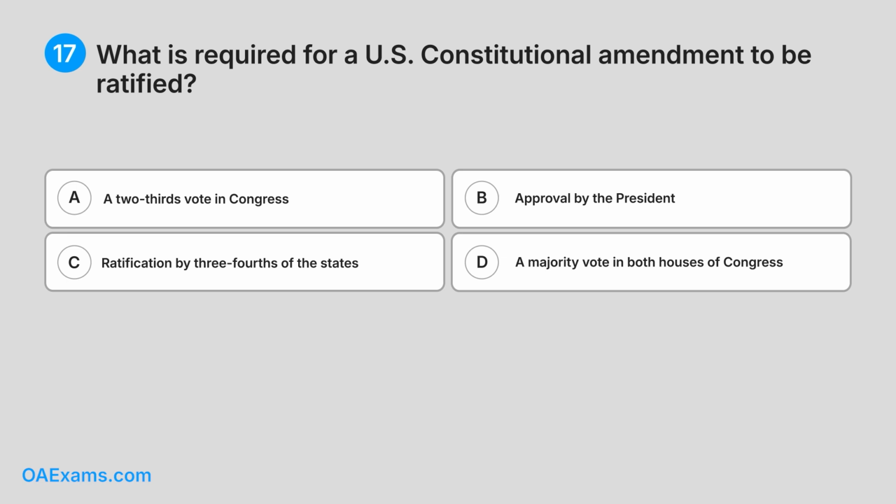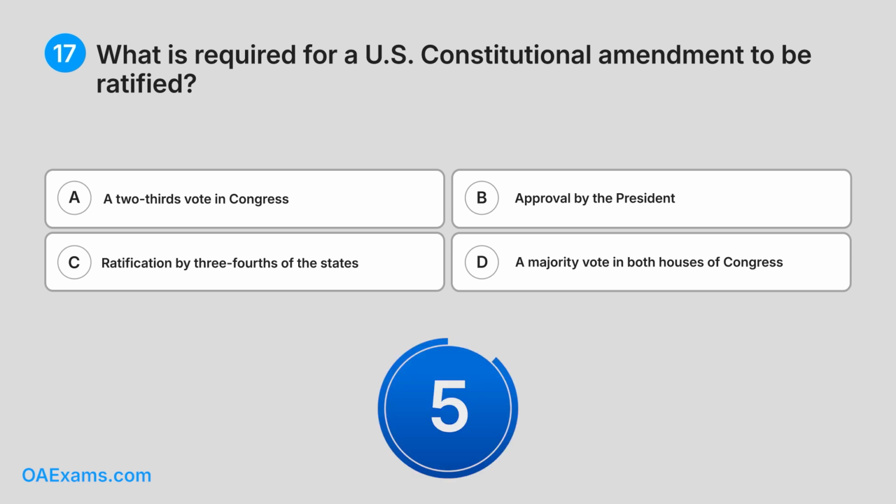A. A two-thirds vote in Congress. B. Approval by the President. C. Ratification by 3/4 of the states. D. A majority vote in both houses of Congress. Do you know the answer?